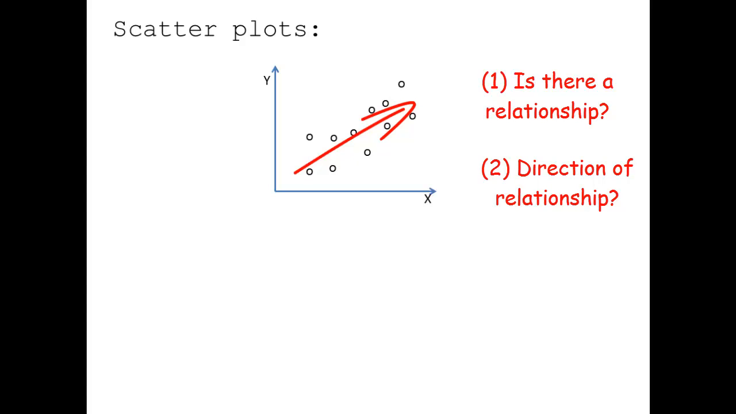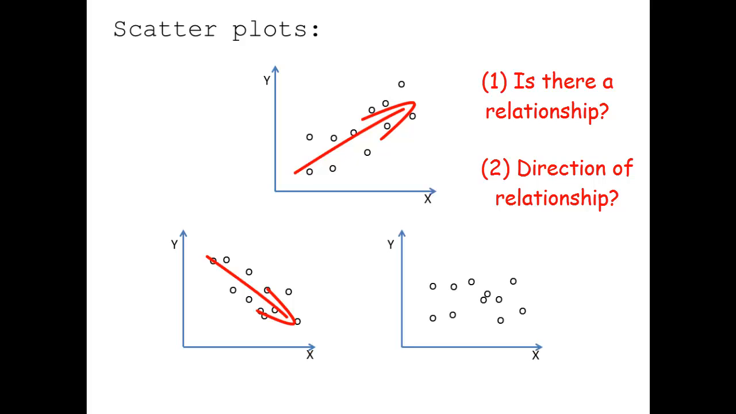We can also have a negative relationship. In this case, as x increases, y tends to decrease. Likewise, we may also have no relationship at all. In this case, y has a constant value for all values of x.